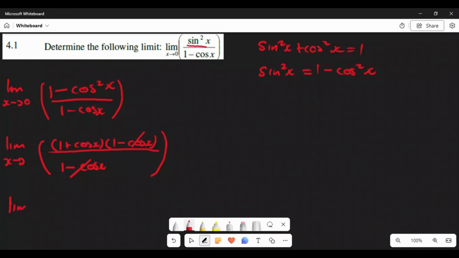So if we continue here, we're going to have the following: x, by the way, is approaching 0. We're going to be left with 1 plus cos x. From here we start substituting. After simplifying, we substitute, so wherever there is x, we substitute with 0. So you're going to have 1 plus cos 0. What is cos 0? It's going to give us 1. So the final answer is going to be 2.